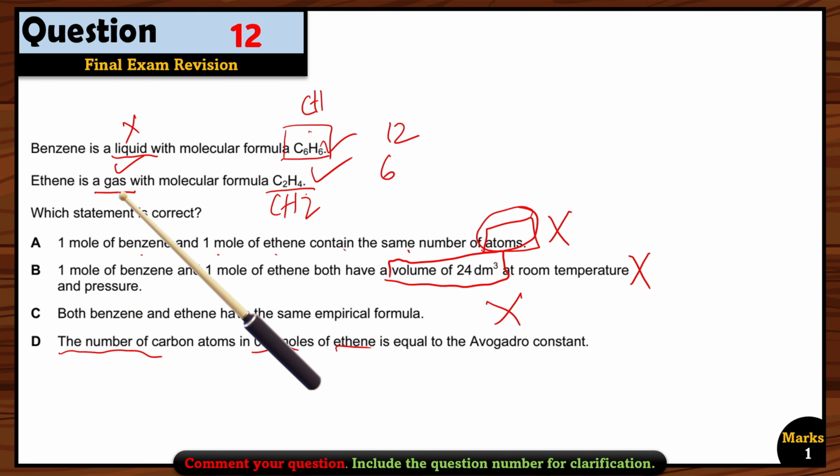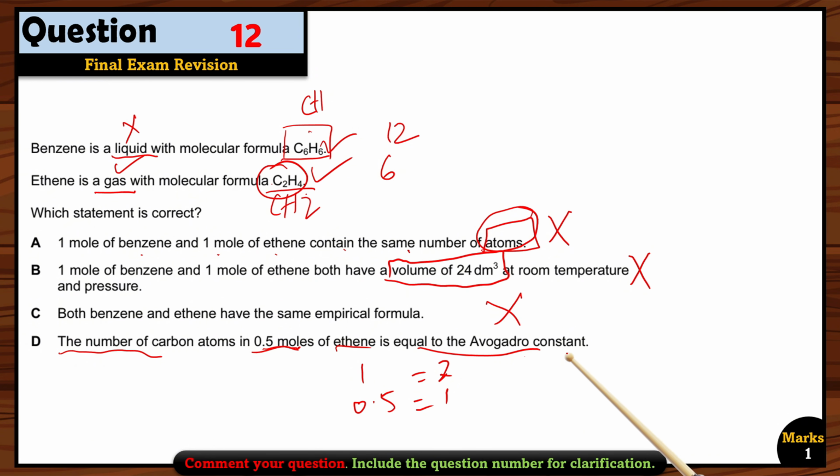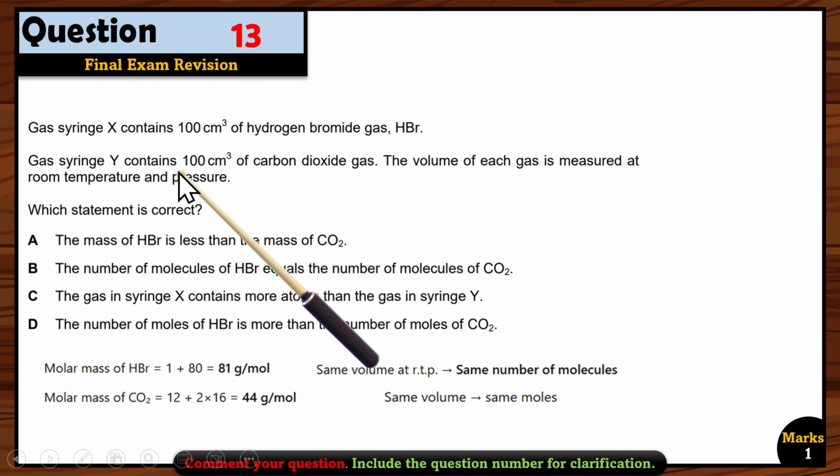Why? Because if you see the number of carbon atoms in 0.5 moles of ethene, how many carbons will we have in 0.5 moles? If 1 mole has 2, then in 0.5 moles we will have 1 carbon mole, right? So that will be equal to Avogadro's constant, that is 6.02 × 10^23. So this option is right. That's why option D is correct.